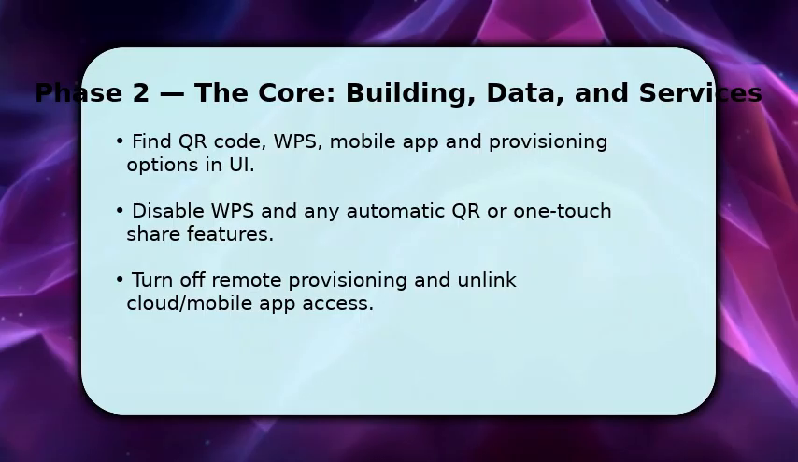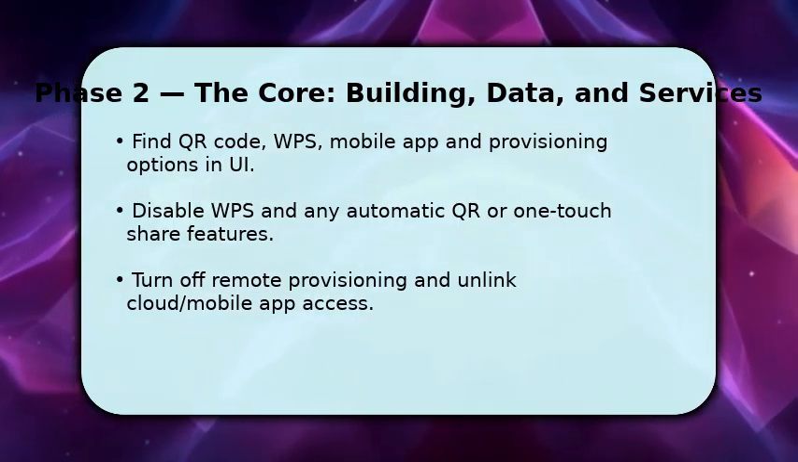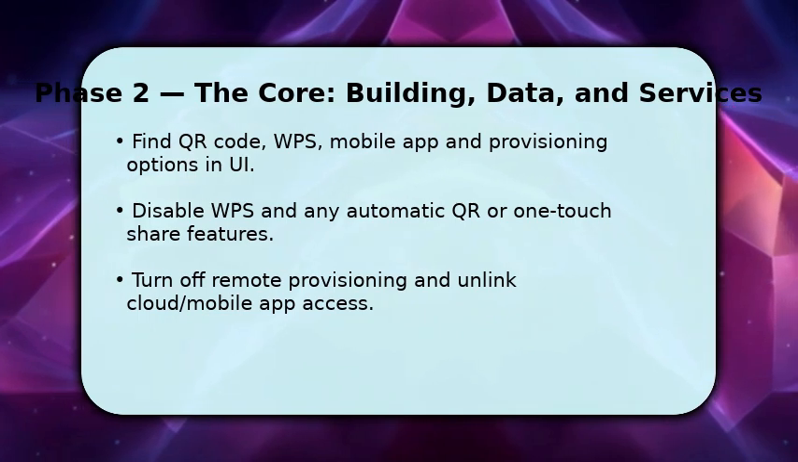Once done, save and apply settings. Then reboot the router to ensure the changes take effect and the QR generation is blocked.